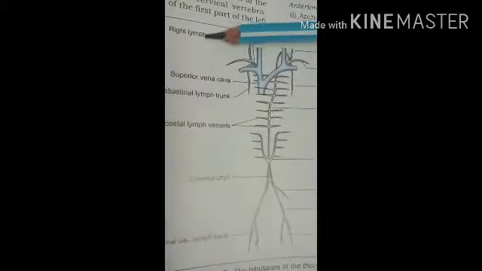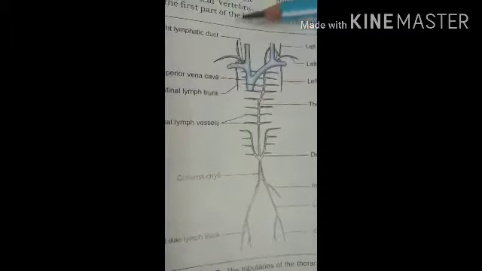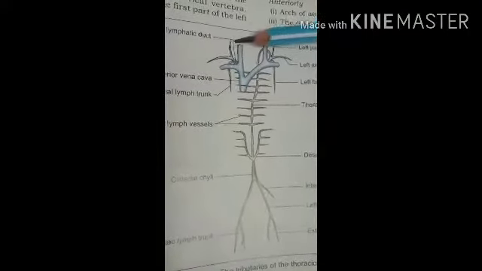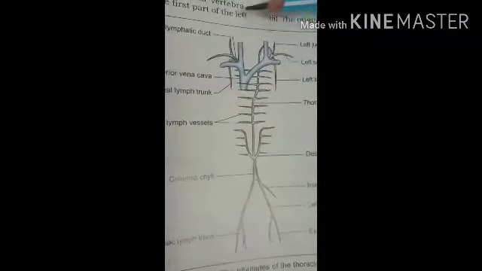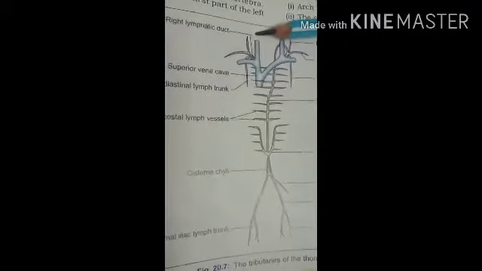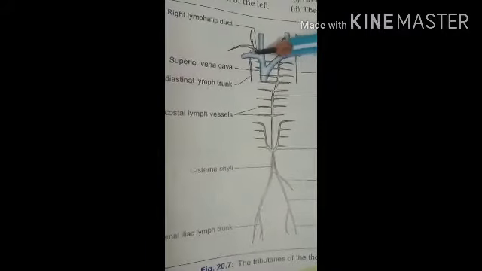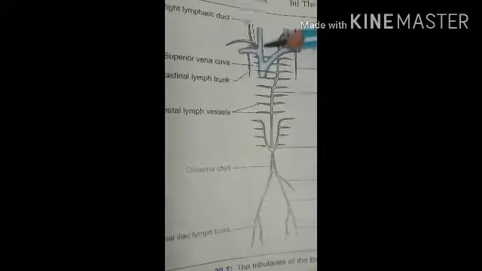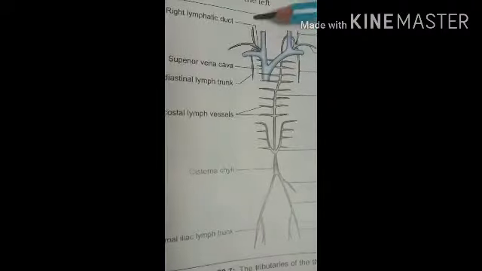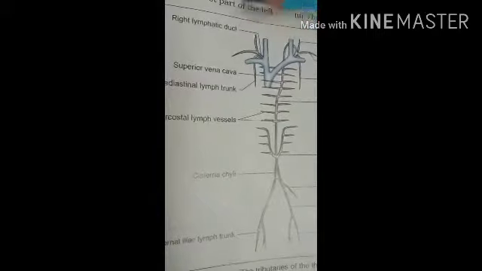Now the right lymphatic duct. Here you can see it is a dilated lymph vessel about 1 centimeter in length. It lies in the root of the neck and opens into the right subclavian vein. Here you can see the right internal jugular vein and the right subclavian vein, where the right lymphatic duct opens. It drains lymph from the right arm, the right thorax, and the right half of the head, neck, and face. So that is the right lymphatic duct.